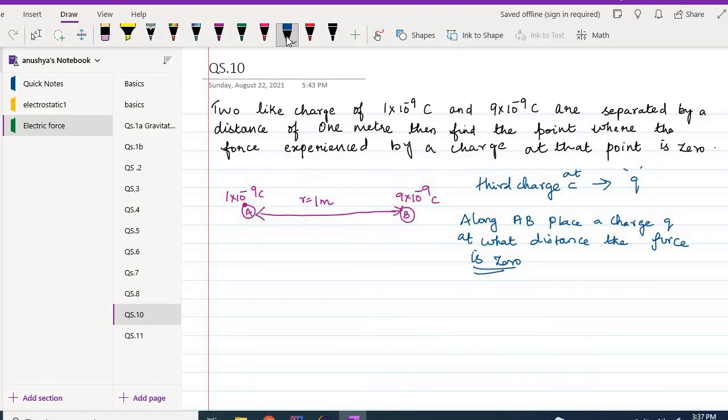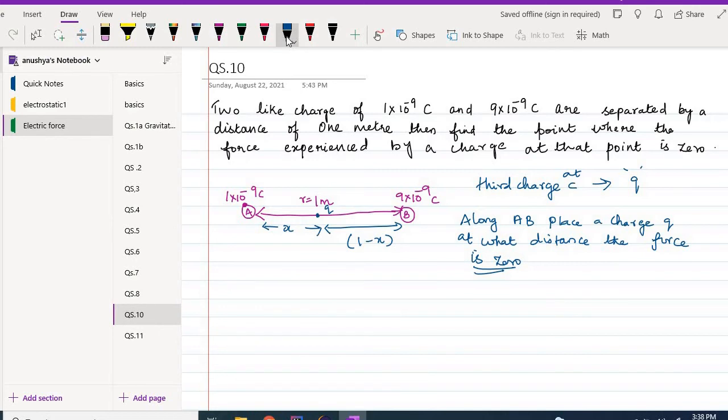We don't know the distance, so we randomly take it as x. Let x be the distance of the third charge from A, somewhere here. We have to find this distance. The total distance is 1, so between Q and B it will be 1 minus x. Between A and Q it is x meters, and between Q and B it is 1 minus x meters.